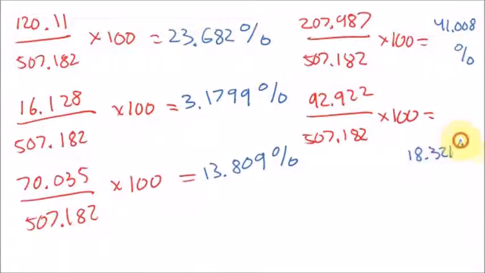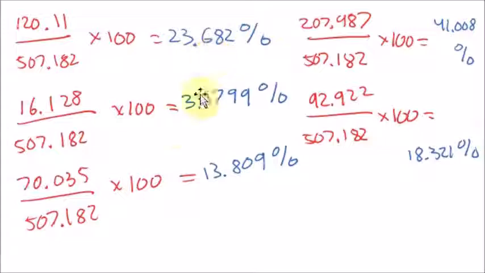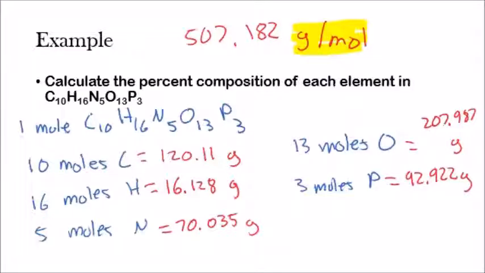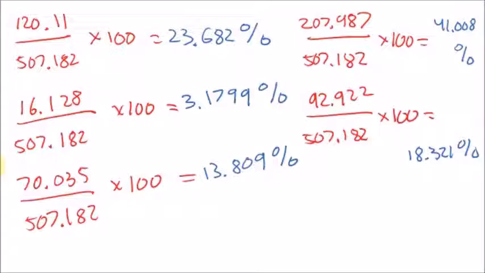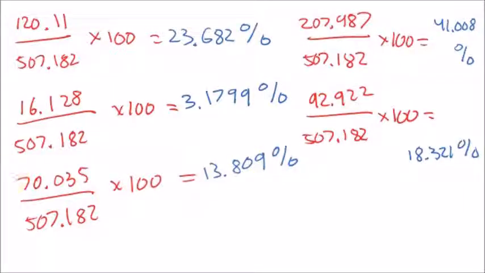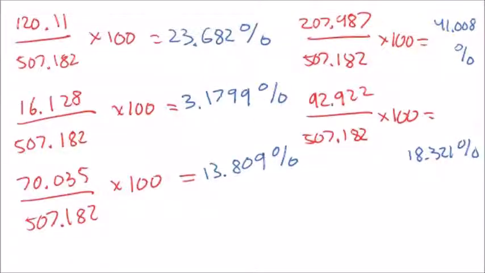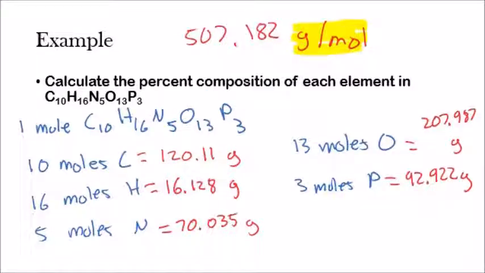Wow, okay, so a lot of work, but we got our answers. So the percent composition of carbon within this huge compound here is 23.682%. Hydrogen is 3.1799%. Nitrogen is 13.809%. Oxygen is 41.008%. And phosphorus is 18.321%.